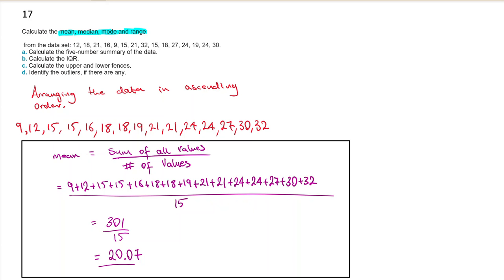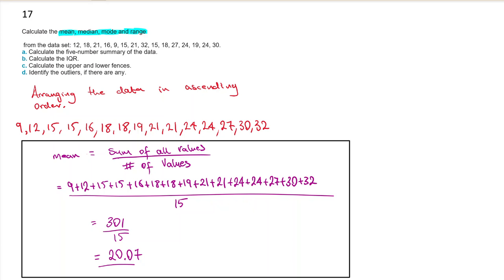So it said calculate the mean, median, mode and range. So the mean is just the average, so we get the sum of all the values, we add all the values up and we divide by how many there are. So I got 301 as my sum, and there were 15 numbers, and so I got my average as 20.07.